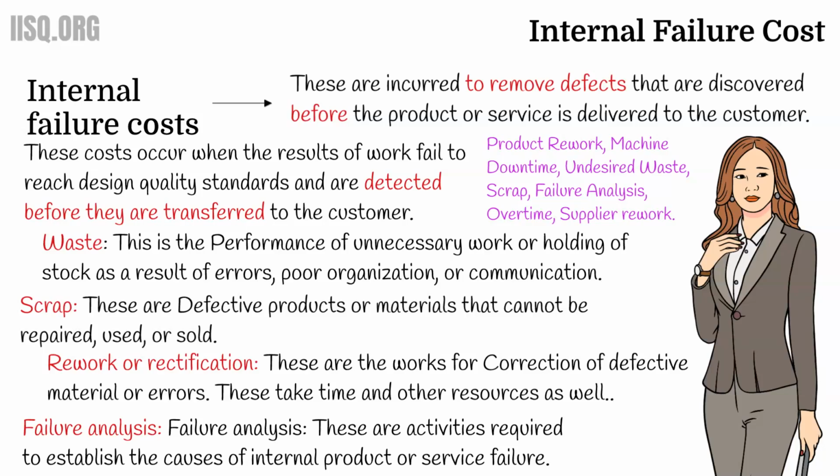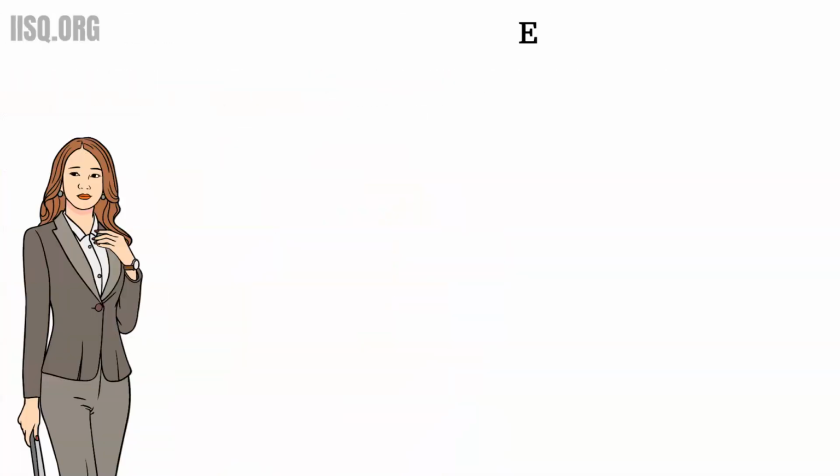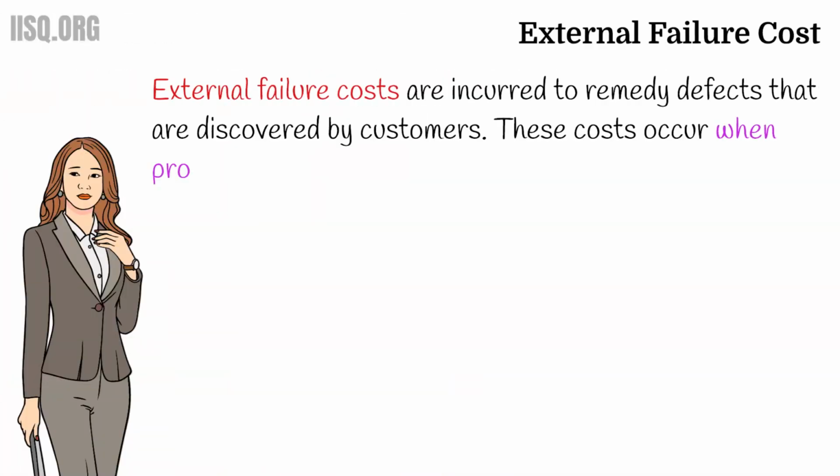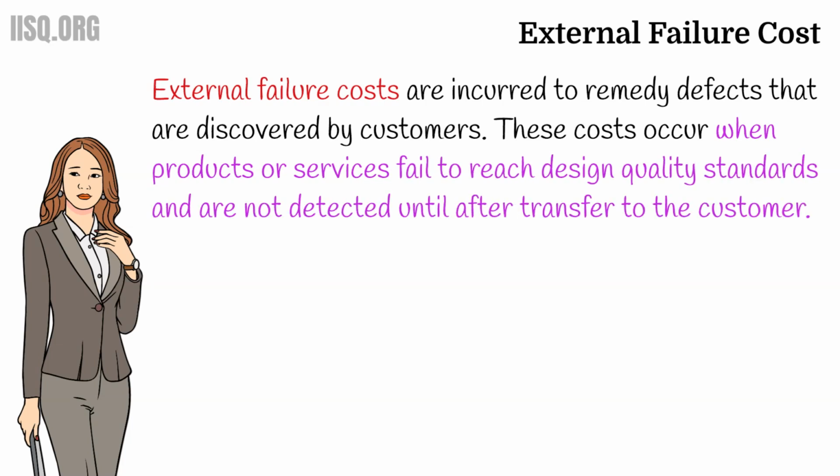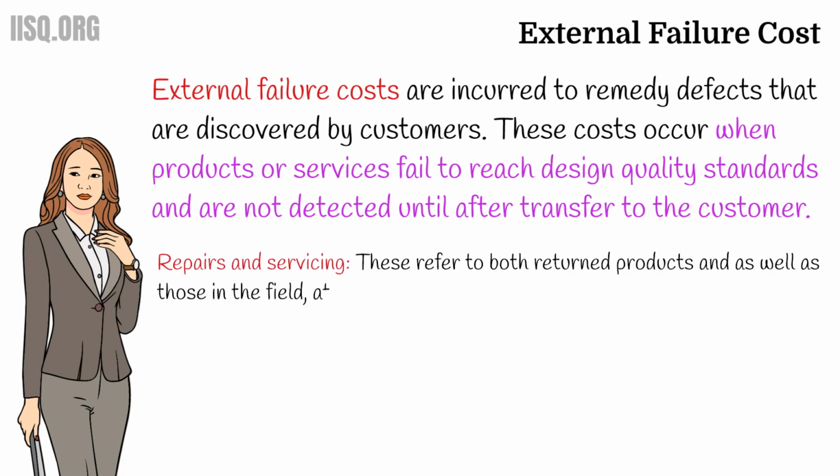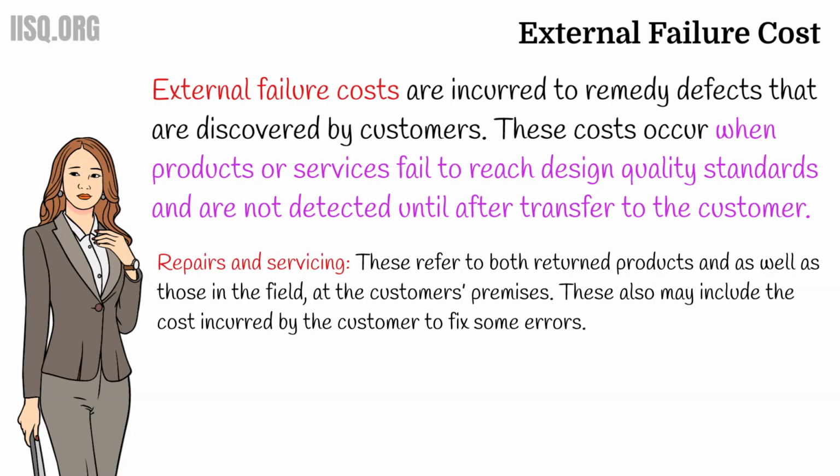Now we shall understand the external failure costs. External failure costs are incurred to remedy defects that are discovered by customers. These costs occur when products or services fail to reach design quality standards and are not detected until after transfer to the customer. These could include repairs and servicing. These refer to both returned products as well as those in the field, at the customer's premises. These also may include the cost incurred by the customer to fix some errors.